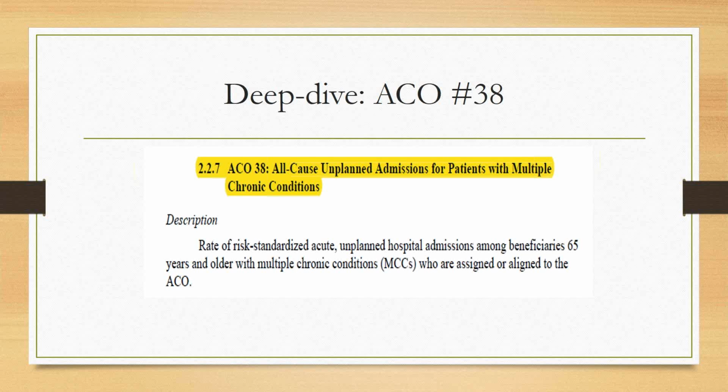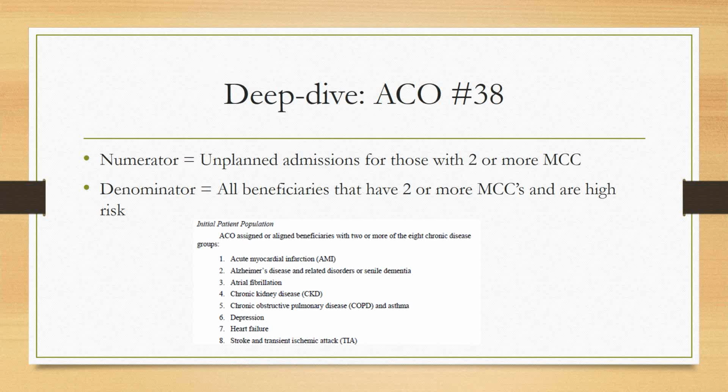And then I want to always say all cause unplanned admissions for patients with multiple chronic conditions. So ACO measure number 38. This would be any patient that is admitted that has multiple chronic conditions. If you can move to the next slide, we're going to see that CMS has deemed what those multiple chronic conditions would be. So I've listed them out here on the bottom of this slide.